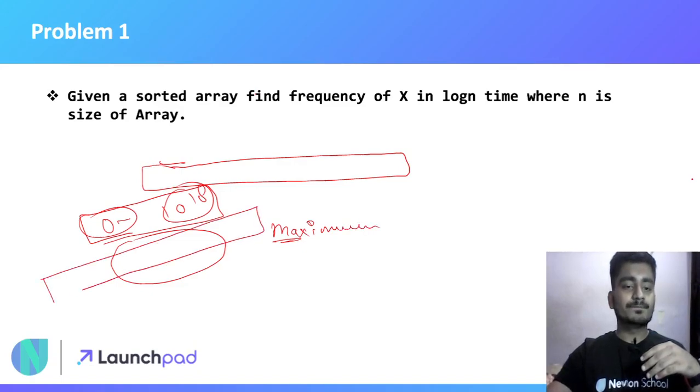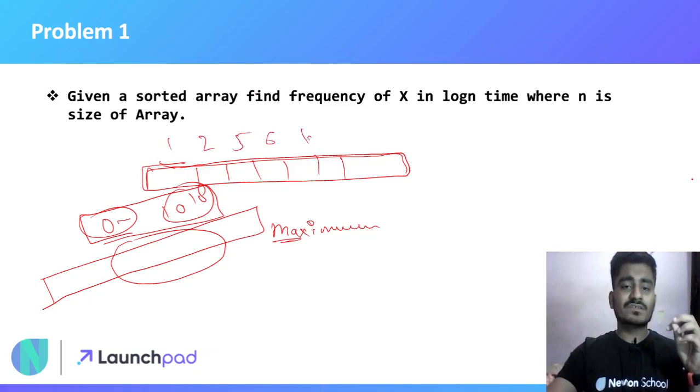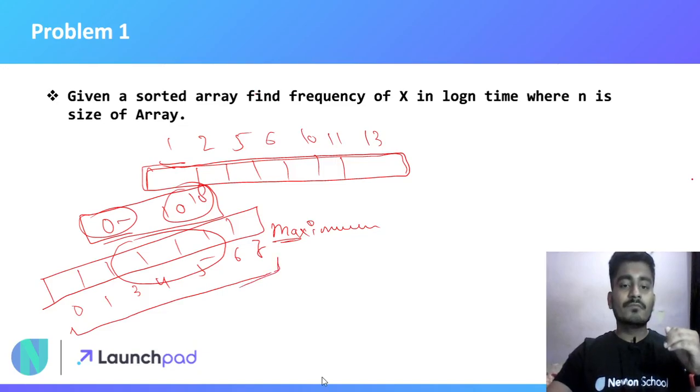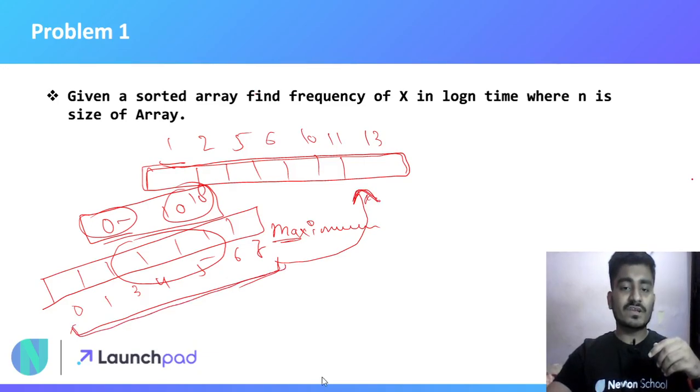Suppose you have two arrays. In this one, your normal elements are 1 2 5 6 10 11 13, and in this array you have some other values 0 1 3 4 5 6 7, and you have to find the maximum element in this array which will divide all these elements, or you have to find the maximum element in this array which is less than all of these elements. So in this case also you can use binary search.